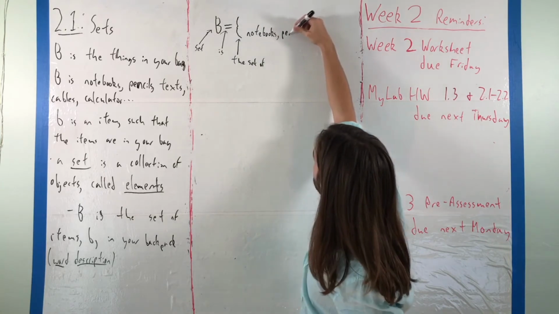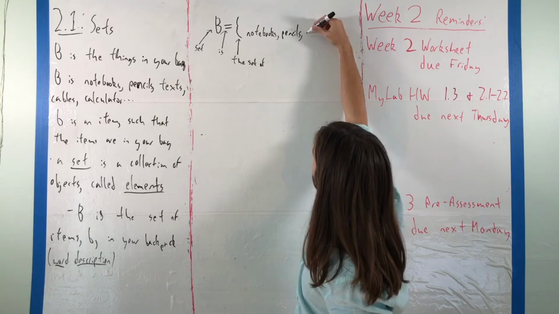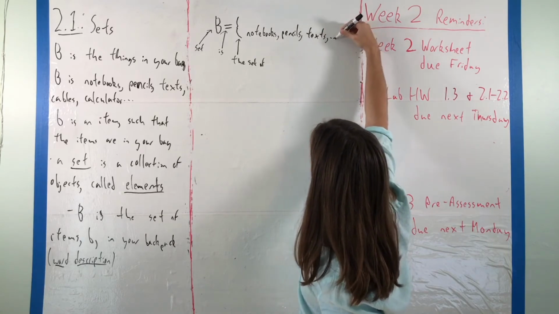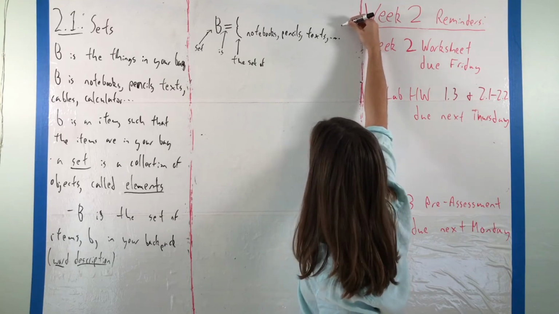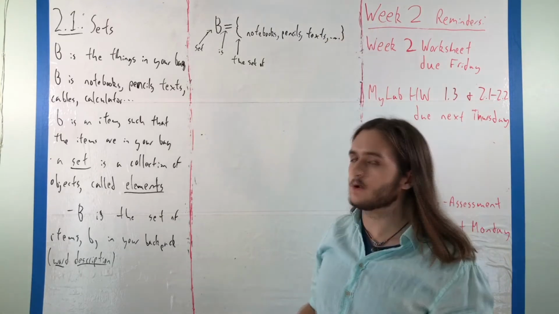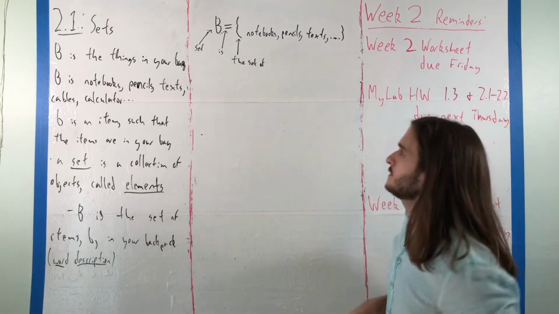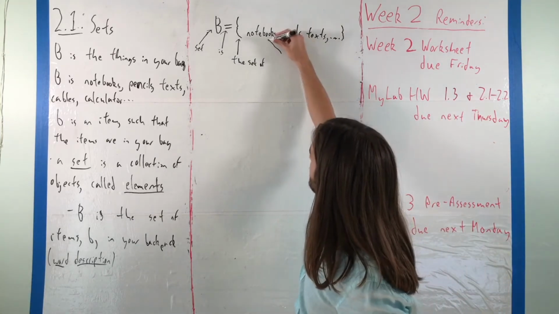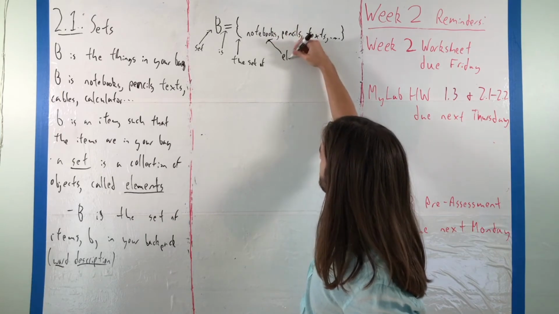And then in there go our things: notebooks, pencils, textbooks, your laptop, maybe an iPad, whatever you have with you. It's the set of things that go in there. These are our elements.